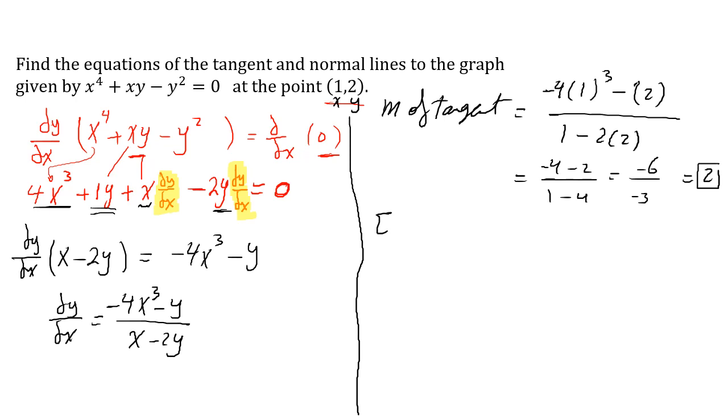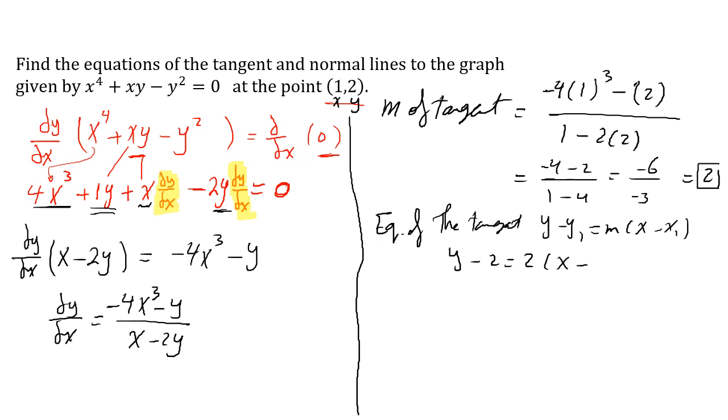So the equation of the tangent, with the slope, y minus y1 is equal to m times x minus x1, is y minus 2 is equal to 2 times x minus 1.